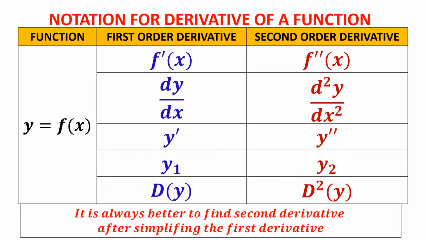We have to remember that it is always better to find the second derivative after simplifying the first derivative, because after the first derivative is found, we are going to differentiate it once again. If you simplify it and keep it in the simplest form, it is easy for us to find the second derivative.